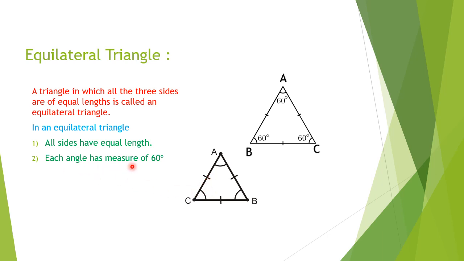Each angle has a measure of 60 degrees. Here this angle is 60 degrees, 60 degrees and 60 degrees. In the angle marking also, the same marking is shown. It means all angles are equal. So an equilateral triangle has each angle measuring 60 degrees. Okay children.